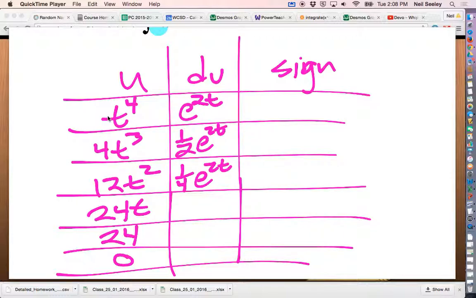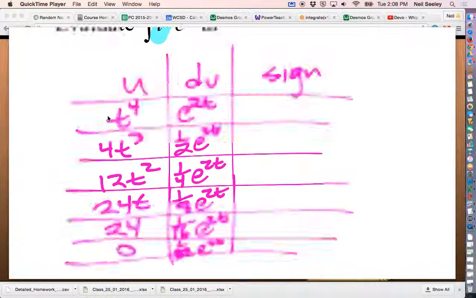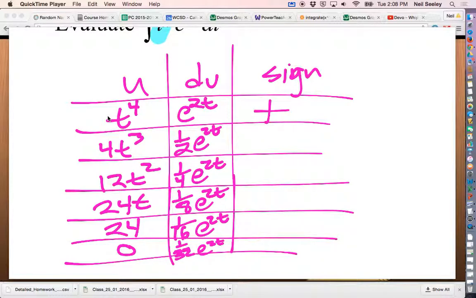And a half of that is 1/8. And a half of that is 1/16. And the last one, 1/32. Whew, isn't that pretty? The table is full, and the signs start plus, minus, plus, minus, plus, minus.